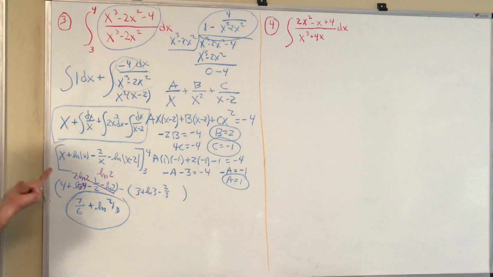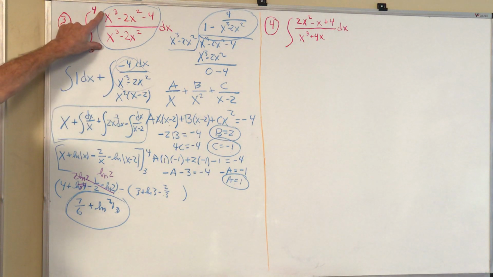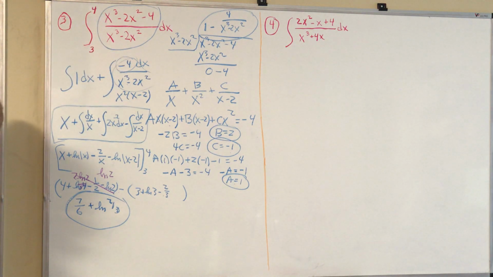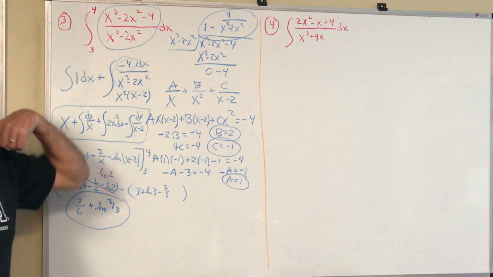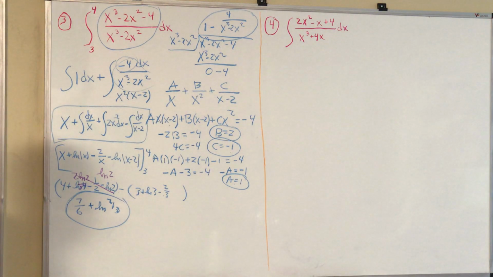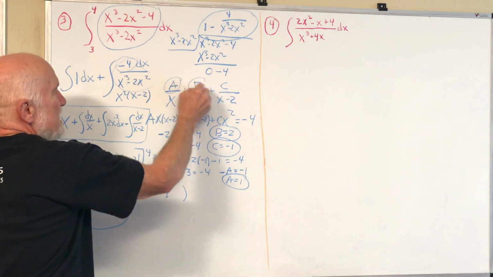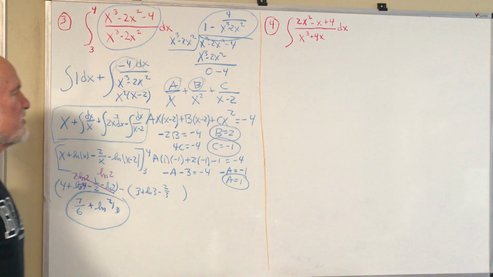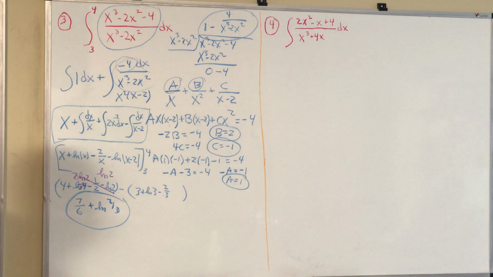Now the thing that was different about this was, one, that it was improper, and second, we had repeated linear factors. So we had to put an a and a b, 1 over x and 1 over x squared.